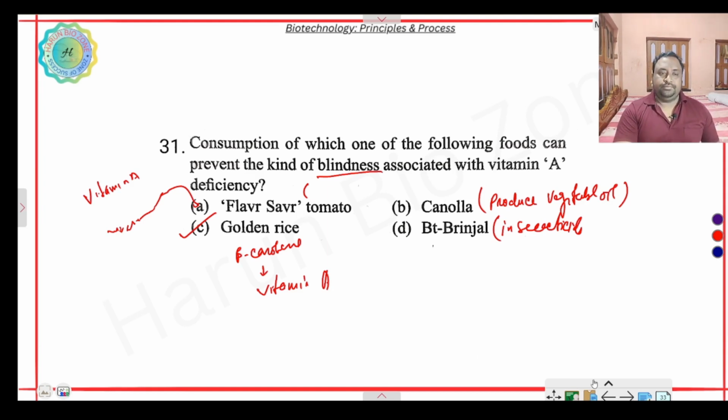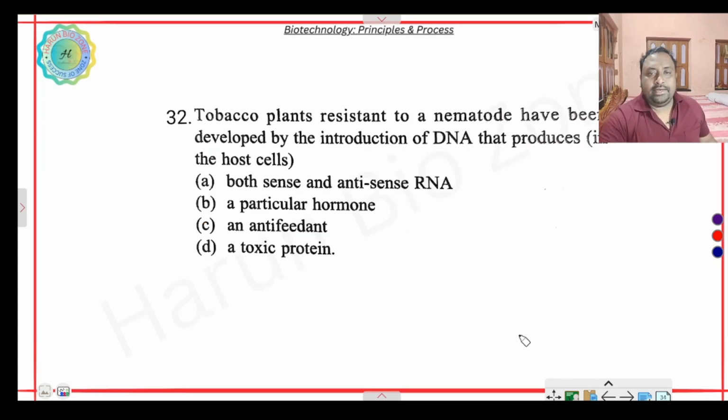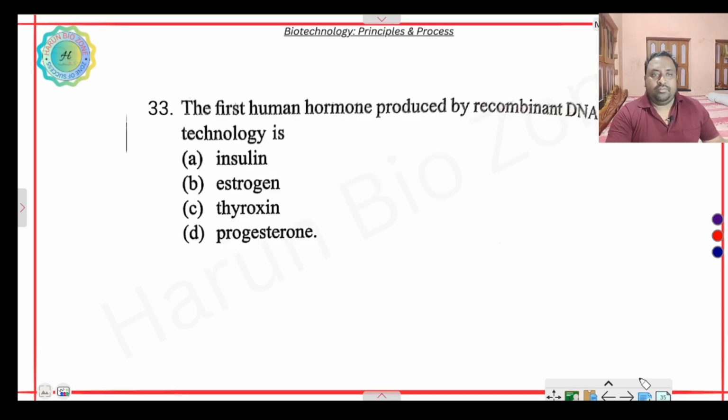Next question is: tobacco plant resistance to nematode has been developed by the introduction of DNA that produces both sense and antisense RNA. Okay, antisense RNA we saw before. The first human hormone produced by recombinant DNA is insulin.